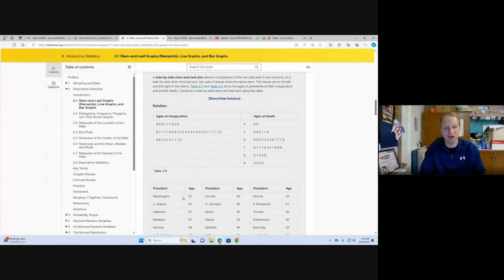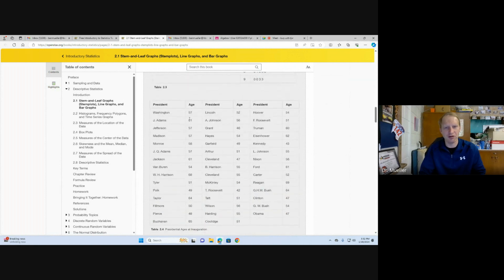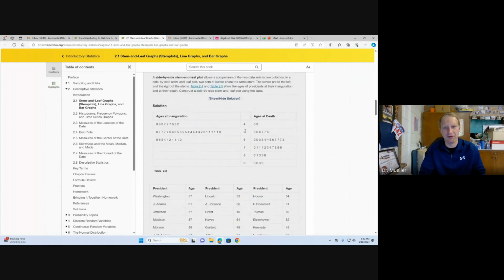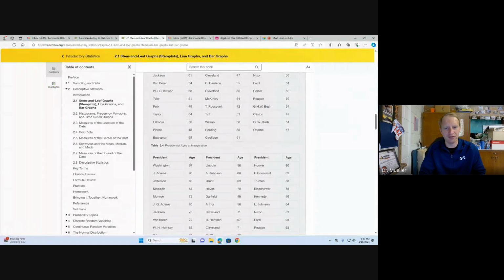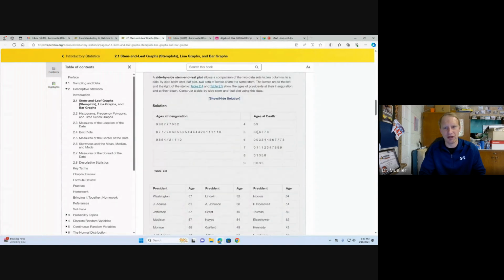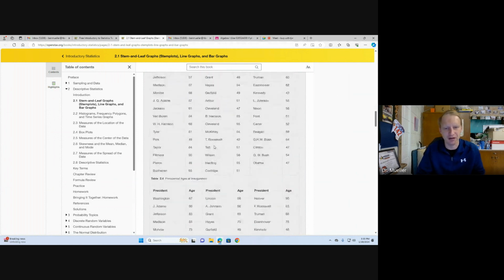the right side would be age at death. So like Washington, when he was inaugurated, was 57, so we would go to 5 and then the 7 right there. John Adams was 61 at inauguration, so we would go to the 6 and then the 1 right there. Now, Washington passed away at 67, so for the age of death, you would go to 6 and then you would go to the 7. So this just allows you to compare data using what we call a back-to-back stem and leaf plot. This textbook refers to it as a side-by-side stem and leaf plot. I've also heard of it as a back-to-back stem and leaf plot.